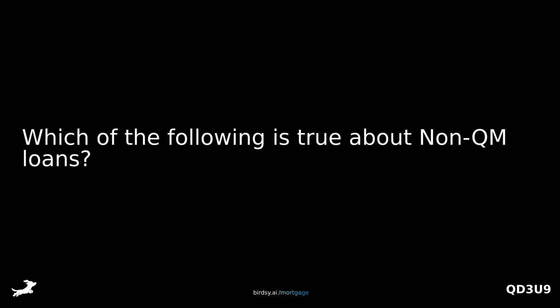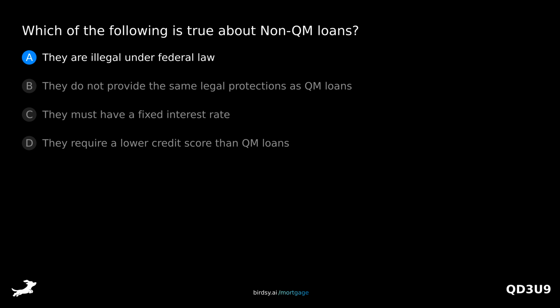Which of the following is true about non-QM loans? Is it A, they are illegal under federal law? B, they do not provide the same legal protections as QM loans? C, they must have a fixed interest rate? Or D, they require a lower credit score than QM loans?